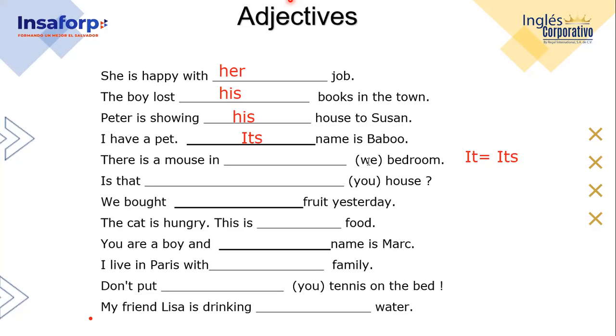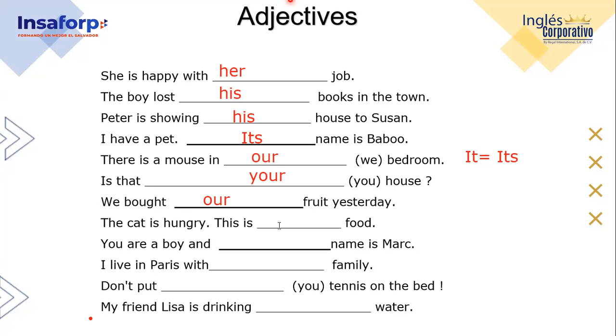There is a mouse in bedroom. Y tengo el pronombre we, nosotros. Entonces el adjetivo posesivo para completar esta oración es. Thank you so much. Our. Is that you house? Your. Okay, is that your house? That's your. We bought. Eso significa compramos. Nosotros compramos. It's our. Okay, our fruit yesterday. Compramos nuestra fruta ayer.